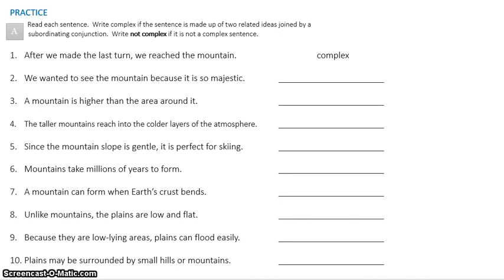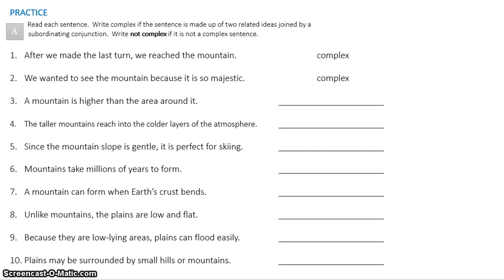Now, I also want you to make sure you look at where they put that comma, okay? So what they did is they put a subordinating conjunction, their first sentence, then they put a comma before they started writing the second part of that sentence. Number 2, we wanted to see the mountain because it is so majestic. Well, we have two sentences. We wanted to see the mountain. It is so majestic. They combined it by using the word because. Because is on the subordinating conjunction chart, so it is going to be a complex sentence.